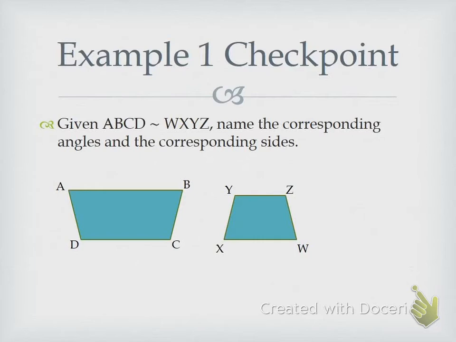And again, the book's going to make it difficult. The figures don't exactly mirror each other, right? One's flipped. So sometimes looks can be deceiving and you can get confused. That's why I encourage you to go by the order in which they're listed in the similarity statement in the example. A, B, C, D is similar to W, X, Y, Z.